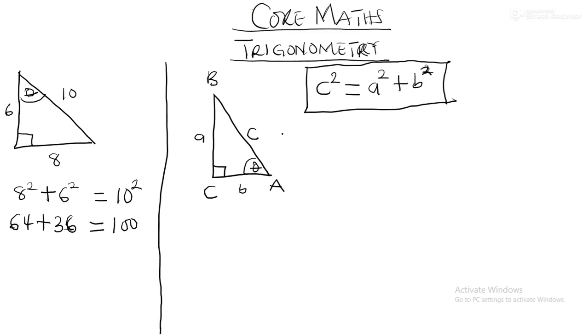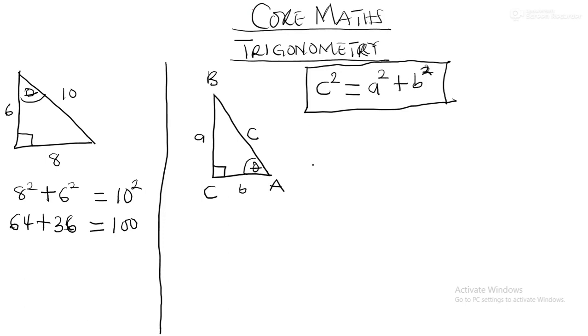So in every right angle triangle, the square of the hypotenuse is equal to the sum of the squares of the other two sides. I hope you get it.